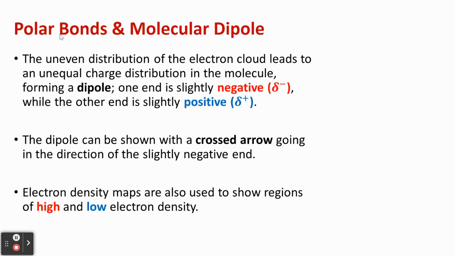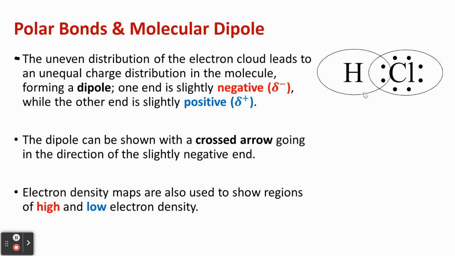So polar bonds lead to what are called molecular dipoles. The uneven distribution of electrons leads to the unequal distribution of charge within the molecule, and we call that a dipole. The end that's slightly negative will have the greater attraction for electrons, and the end that's slightly positive has a smaller attraction for electrons.